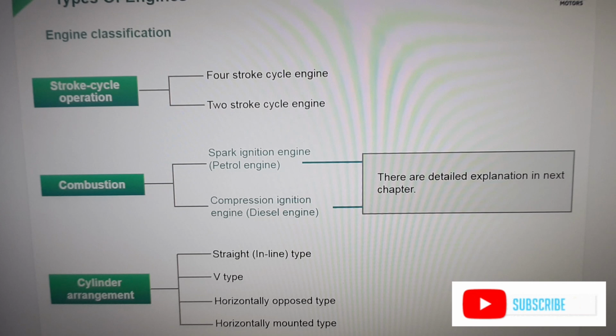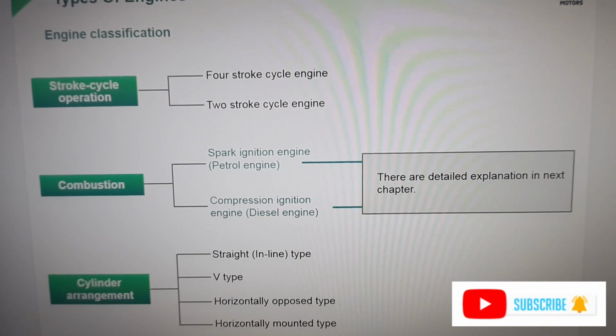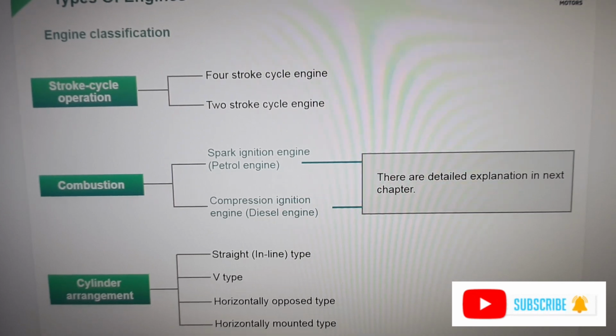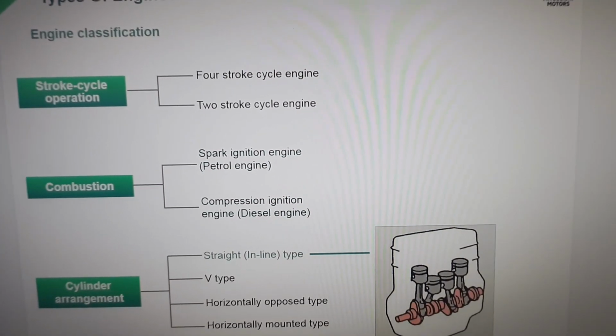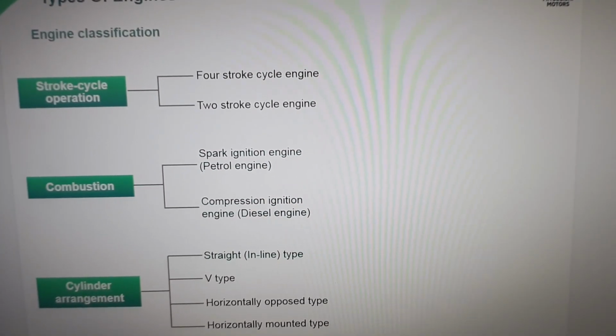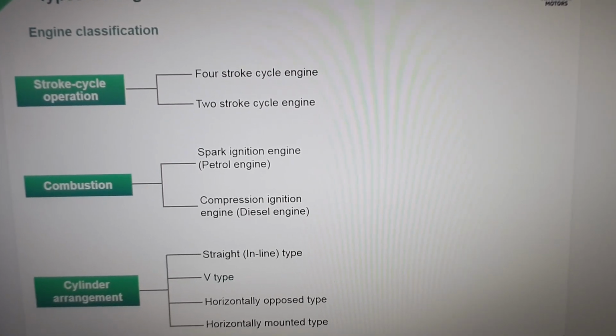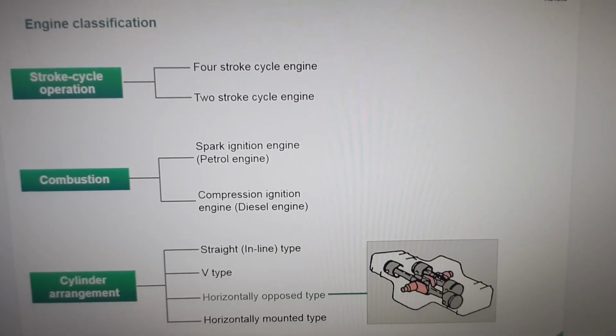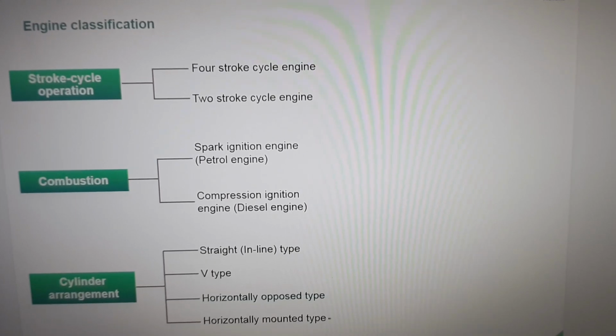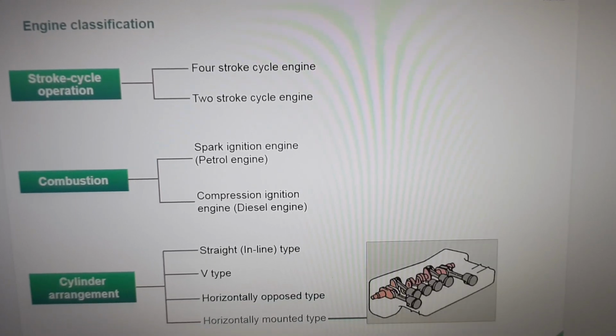Let us look at different engine cylinder structures. This is the cylinder arrangement of inline type engines. This is the cylinder arrangement of V-type engines. This is the cylinder arrangement of horizontally opposed type engines. And this is the cylinder arrangement of horizontally mounted type engines.